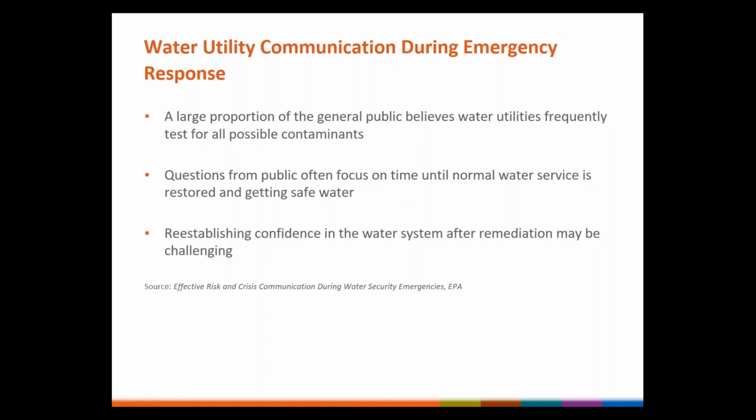And then finally, reestablishing the confidence in the water system after remediation may be challenging. So know that there may be a lag time before people really trust that water system again. And we've certainly seen this time and time again in communities impacted by water emergencies and contamination.